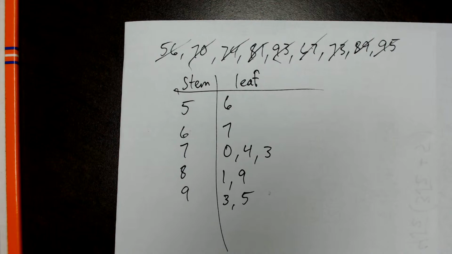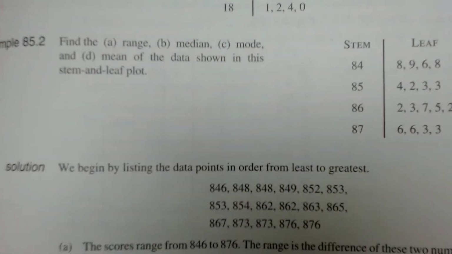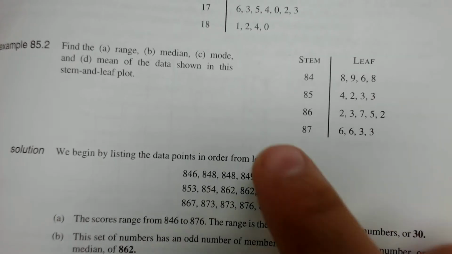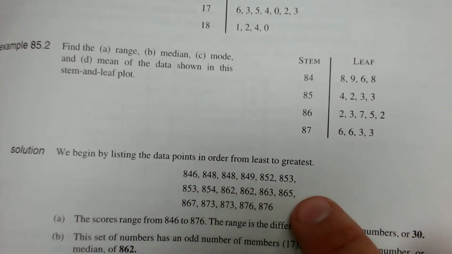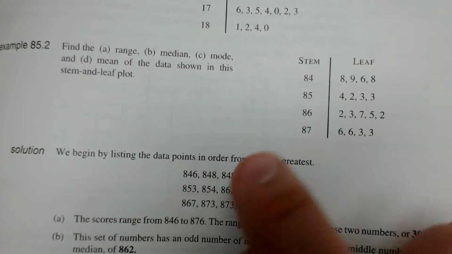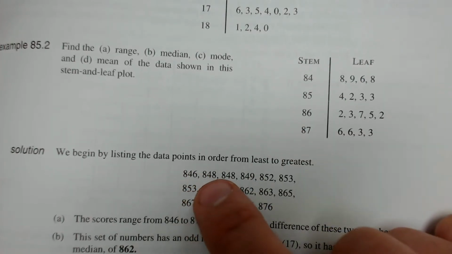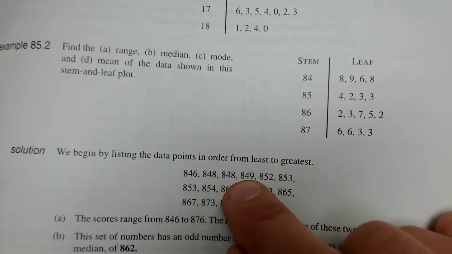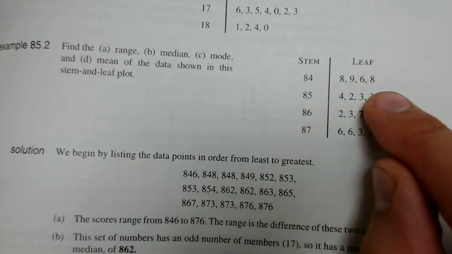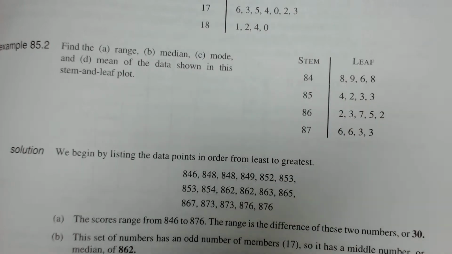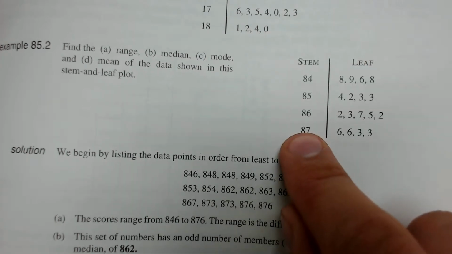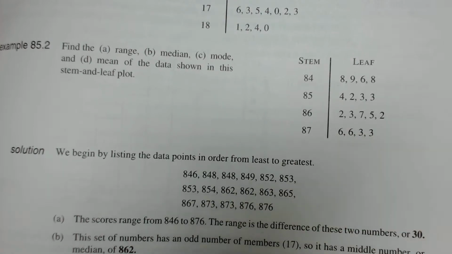And this can also be done with 3-digit numbers. You'll see here, for a 3-digit number, the stem was the tens and the hundreds digit. So for this data, the stem 84 refers to 846, 848, 848, 849, right? So we see all the leaves there. It can be done with 3-digit numbers as well. You just use 2 numbers for the stem and then 1 number for the leaf, okay?